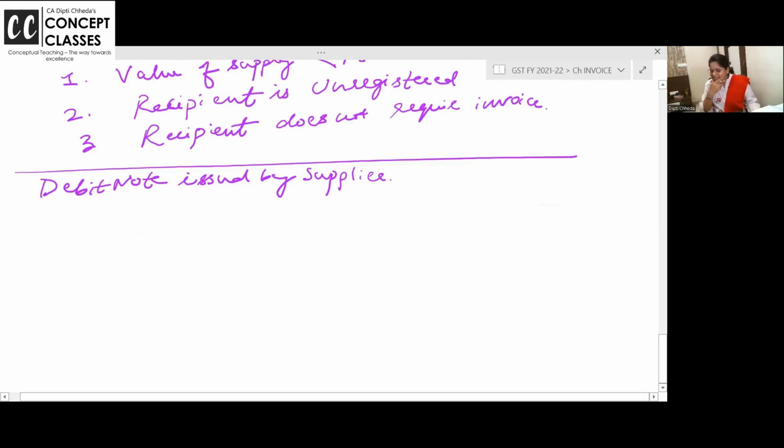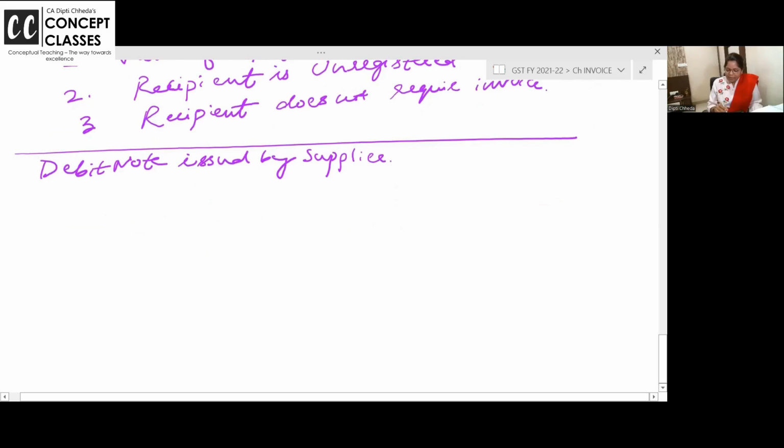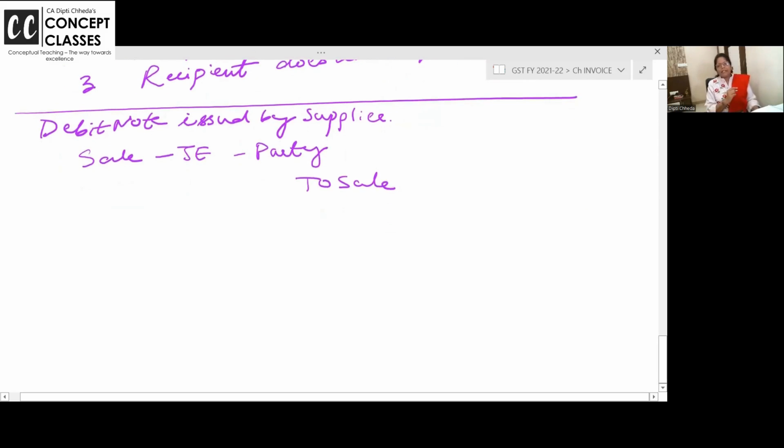मजा आएगा, बहुत ध्यान से देखो ये magic और logic को. Debit note is issued by the supplier. When I am doing the sales, what is the journal entry for the sales? Party account debit to sale. पार्टी को मैं क्या कर रही हूँ? डेबिट. तो अभी मुझे और डेबिट करना है पार्टी की.